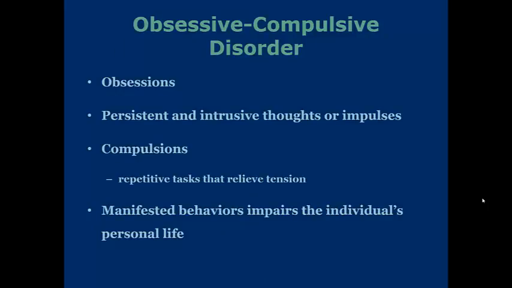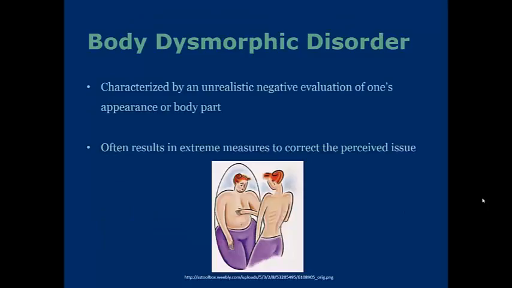Obsessive-compulsive disorders are characterized by obsessions, which are persistent intrusive thoughts or impulses, or compulsions, which are repetitive tasks that relieve tension. These manifest behaviors that impair the individual's personal life. These behaviors can include counting, cleaning, or checking. So somebody who's constantly checking to see what time it is, or somebody who's constantly cleaning or washing their hands. These are all behaviors that can really impair a person's well-being.